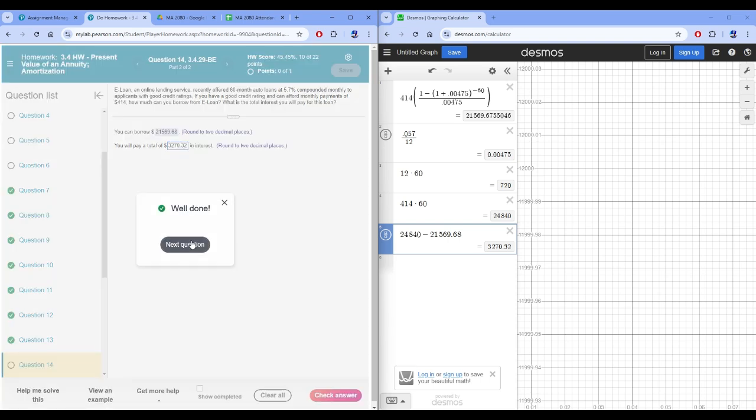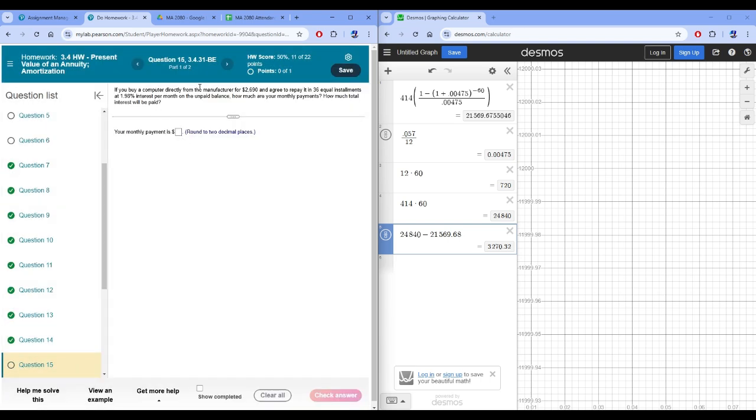There we go. Beautiful. All right, if you buy a computer directly from a manufacturer for $2,692 and agree to pay it in 36 equal installments at 1.9%, how much are your monthly payments? So now I'm just looking for that number, right? So it's 36 equal payments. It is 0.0198 divided by monthly, right? Per month. So that number is going to be 0.00165, 0.00165 down here.